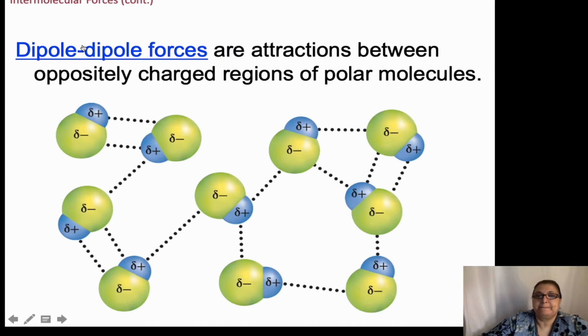Dipole-dipole forces. The attractions between oppositely charged regions of polar molecules. Okay, so this is what's called intermolecular. So it's between molecules. Eventually, that slightly positive attracts the slightly negative, and they form that net of attraction.